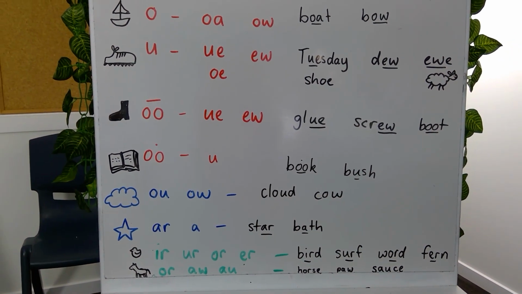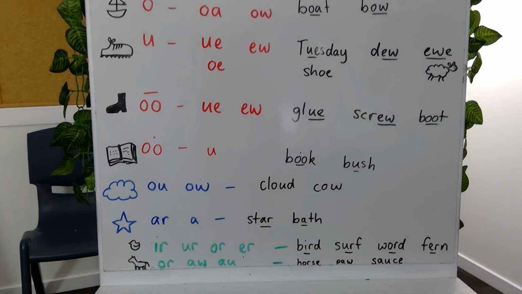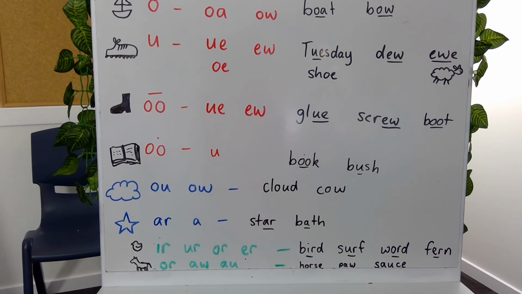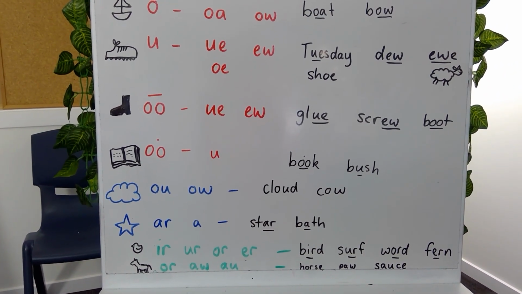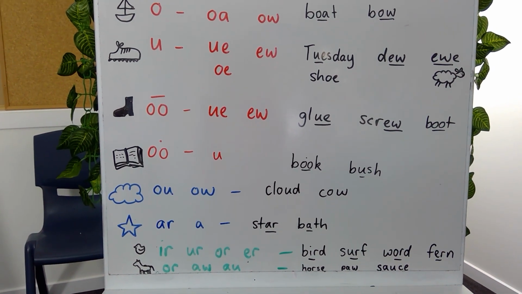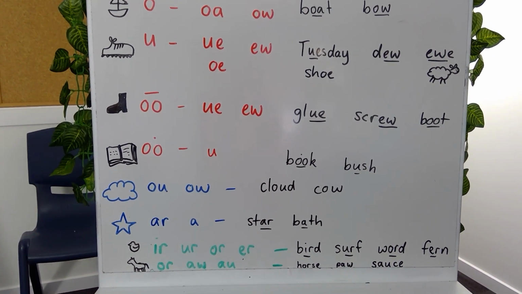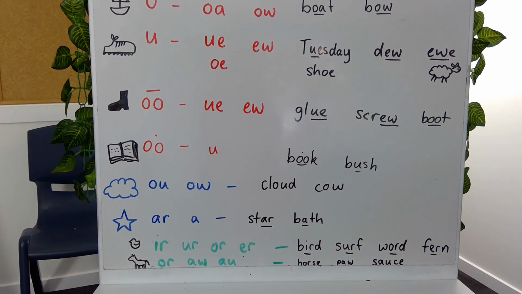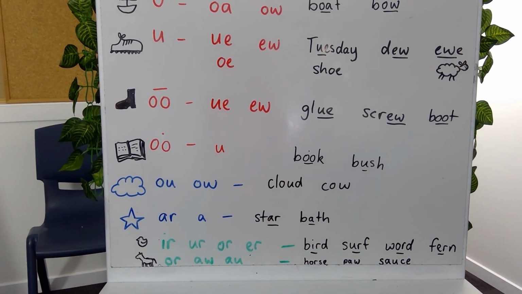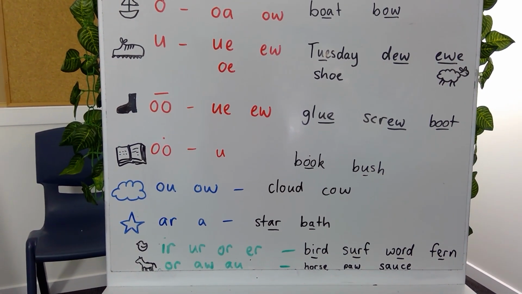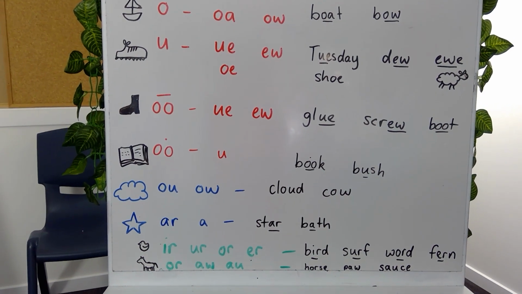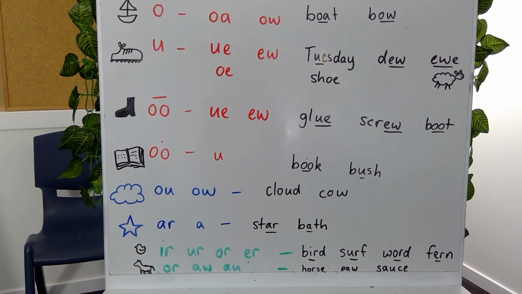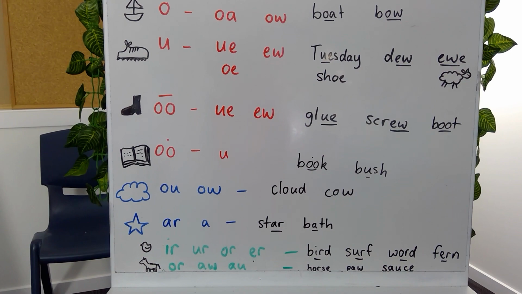Now, this term already, we've done those blue ones. So we looked at cloud, owl, and cow. So O-U and O-W, that says an owl sound. Look at the star, that's A-R and an A. Star and bath, notice the R sound. It's very strange to see an A making an R sound like bath.